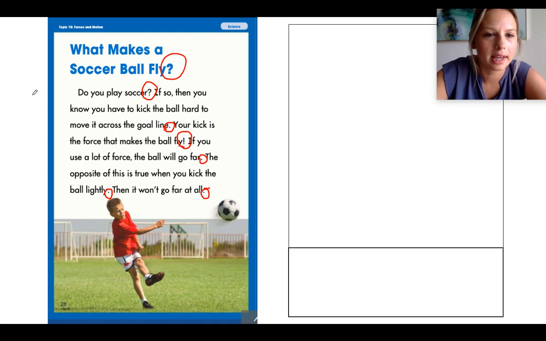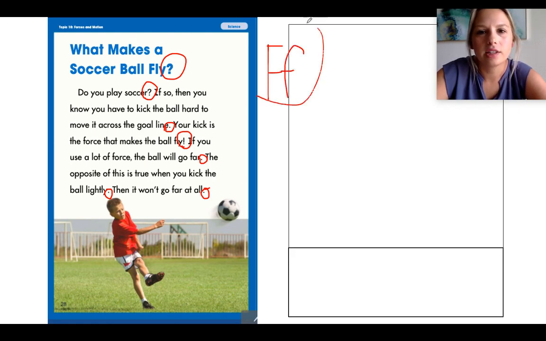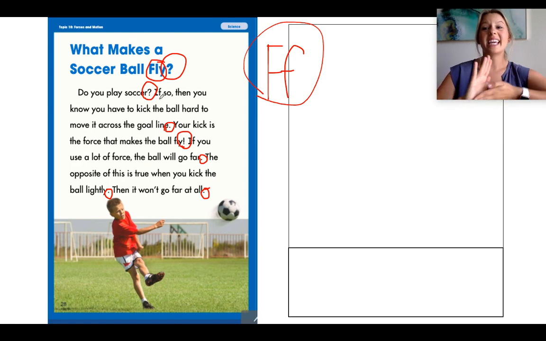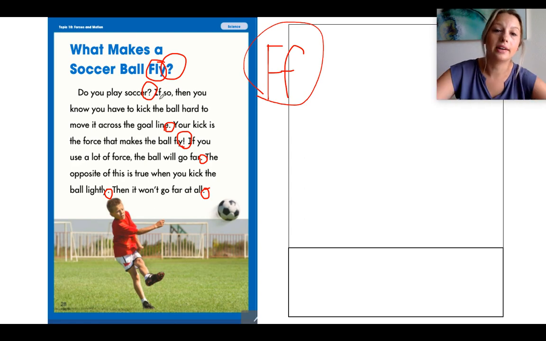Okay, we're going to go on a letter hunt, and we're going to find words that start with the letter F and circle them. Let's go. Makes a ball, soccer ball, fly. Ooh, circle words that start with F. The beginning letter has to be F, not the ending letter. Today we're doing beginning letter. So this one's an ending letter.